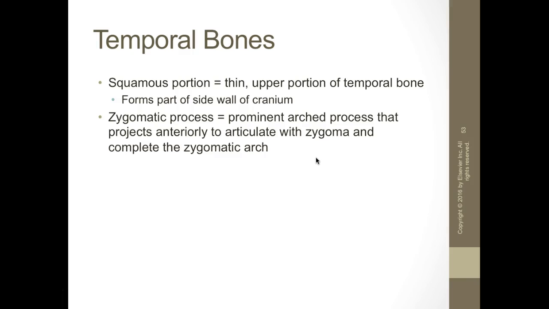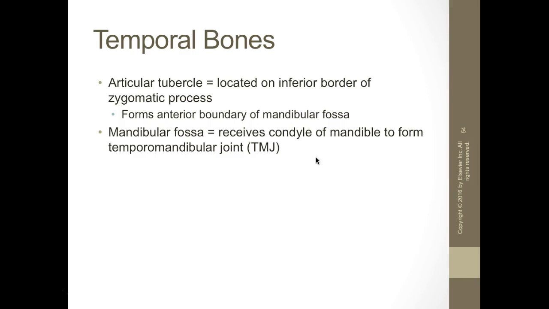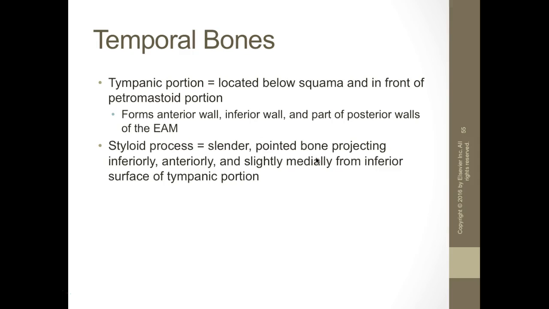So the zygomatic process is the prominent arched process that projects anteriorly to articulate with the zygoma and complete the zygomatic arch. So like I said, if you're going to talk about the zygomatic process, you need to refer to which bone. So it would be zygomatic process of the temporal bone. So our articular tubercle, located on the inferior border of the zygomatic process, forms the anterior boundary of the mandibular fossa. So the mandibular fossa receives the condyle from the mandible to form the TMJ.